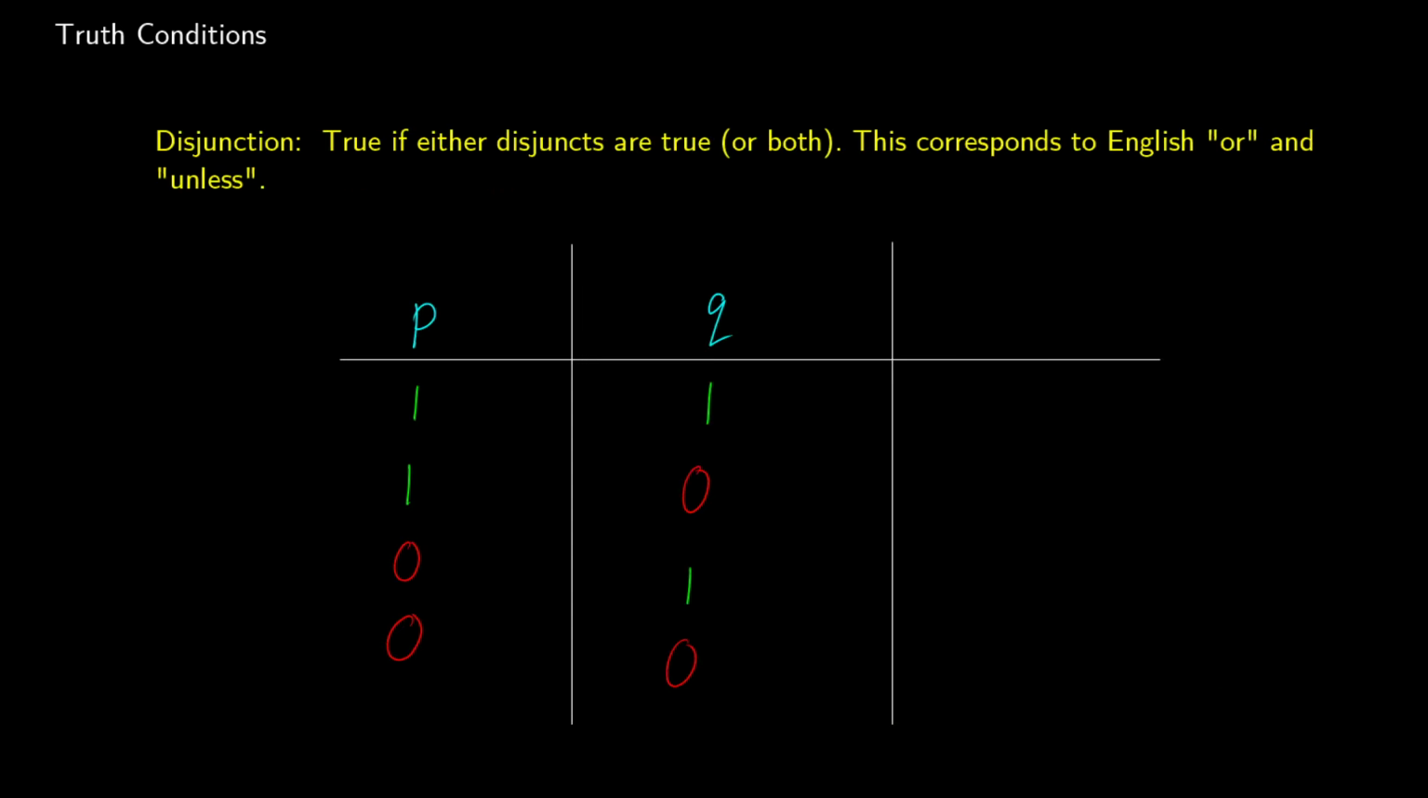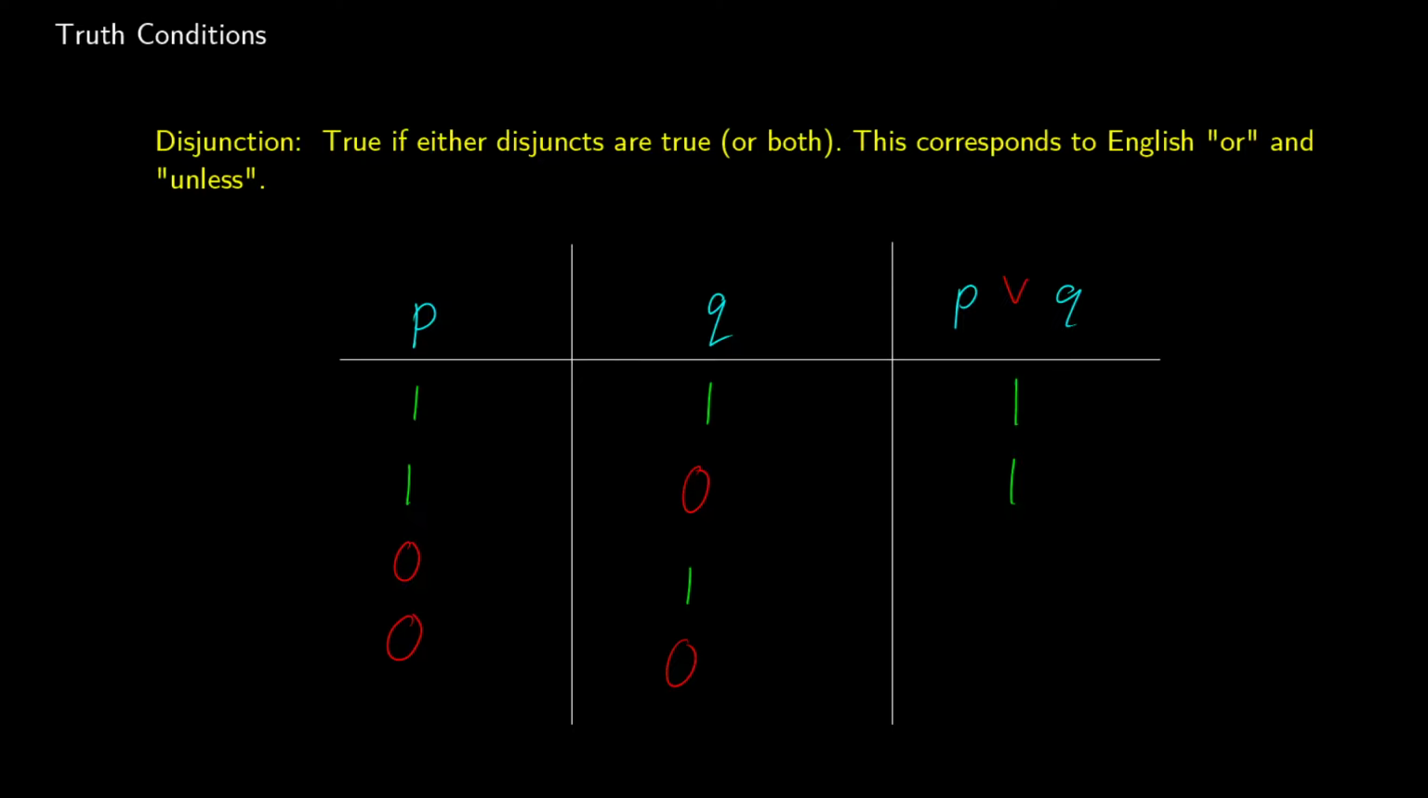The disjunction is "or" unless. So if either one of the disjuncts is true, it could be both, then P or Q will be true. So we can write this as P or Q. So in the first row, for example, P is true, Q is true, at least one of those is true, which means P or Q is going to be true. In the second row, P is true, so at least one of them is true. We get a true output.